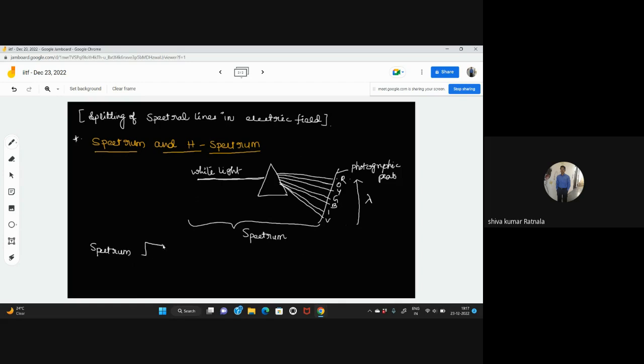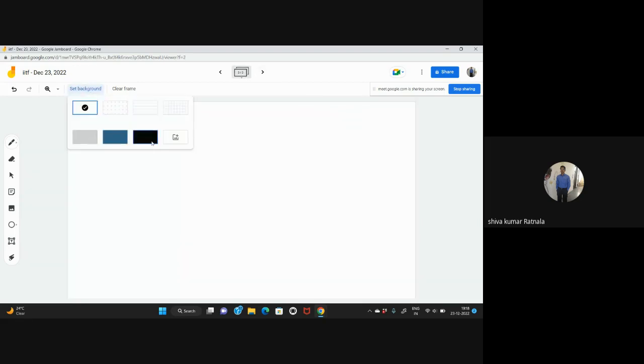The spectrum generally has two types: emission spectrum and absorption spectrum. Now we are going to discuss only the emission spectrum. When the emitted light falls onto the prism, it will split into different colors.